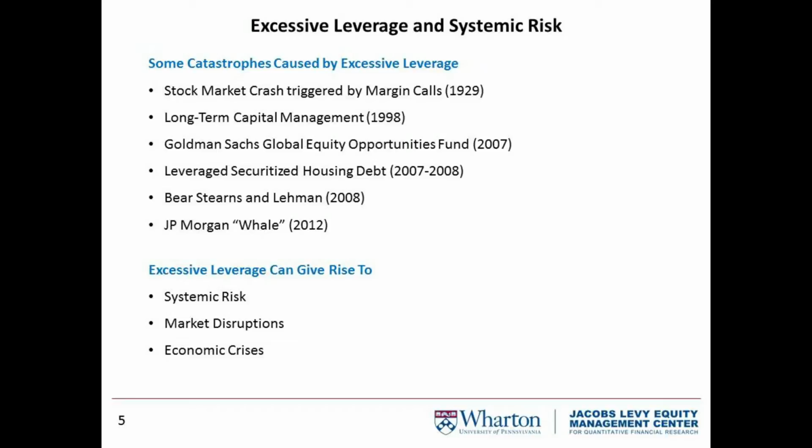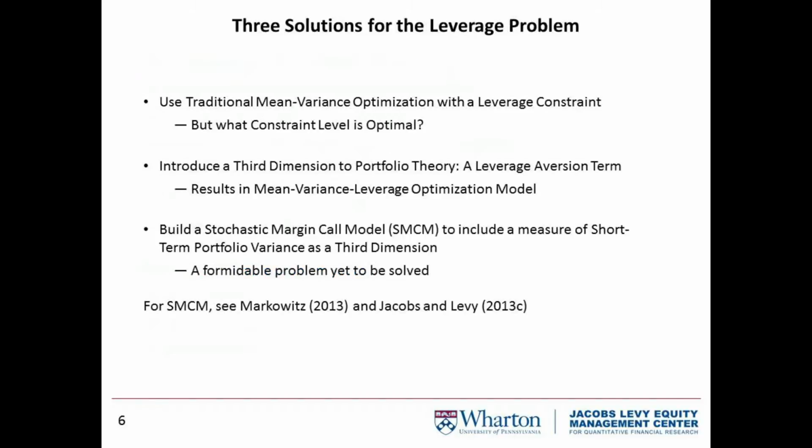So we've seen that there have been many catastrophes caused by excessive leverage, and that excessive leverage can give rise to systemic risk, market disruptions, and economic crises. Now let's talk about 3 solutions for the leverage problem. One solution is to use traditional mean variance optimization with a leverage constraint. That will control the amount of leverage in your portfolio. But the question is, what is the optimal level for that leverage constraint? An alternative method is to introduce a third dimension to portfolio theory and practice, which would be introducing a leverage aversion term. This results in the mean-variance-leverage optimization model that I mentioned before.